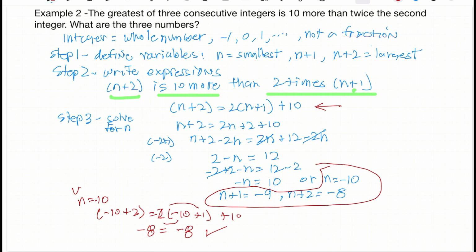So the answer to our question is n is equal to minus 10. The next number is minus 9. And the largest number is minus 8.